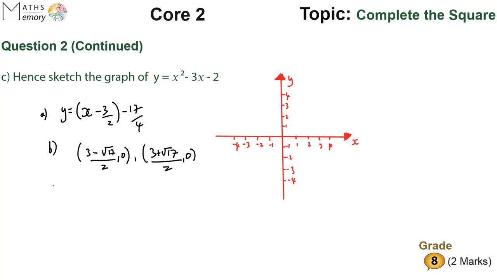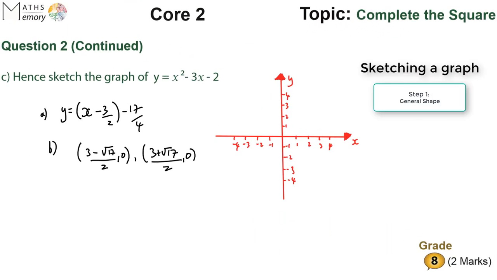So number 3, we want to sketch this. Now, let's have a look. How can we use this info to do this? The first thing we want to do is think of the general shape. Obviously, this is a parabola, x squared. It has a positive a coefficient, hence it'll be a U shape with a minimum. If this was a minus, it'd be a minus one. So the general shape is a U shape. We're happy with that.